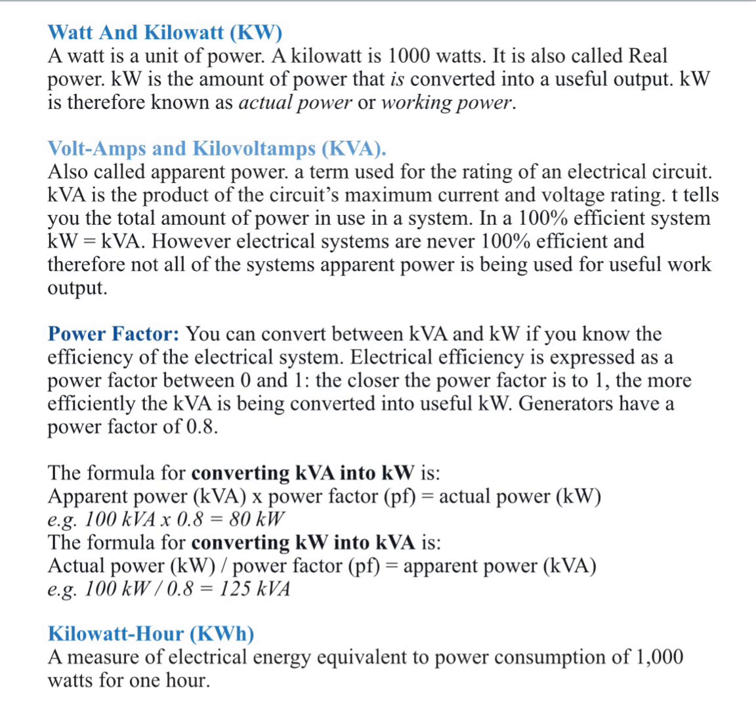Now lastly, I will explain kilowatt hour. Kilowatt hour is a measure of electrical energy equivalent to the power consumption of 1000 watts for 1 hour. You see the discos charge you, probably if you're on Band A, 200 naira per kilowatt hour. So it means you will be charged 200 naira if you use a load or energy of 1000 watts for 1 hour.